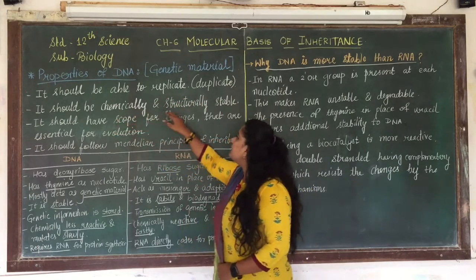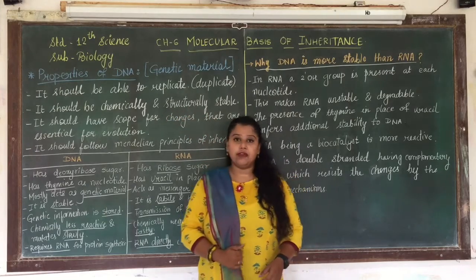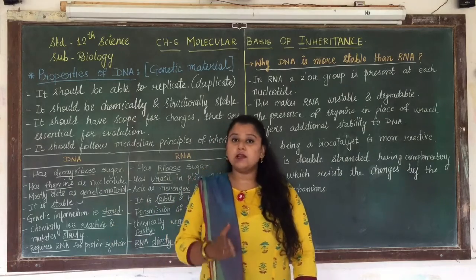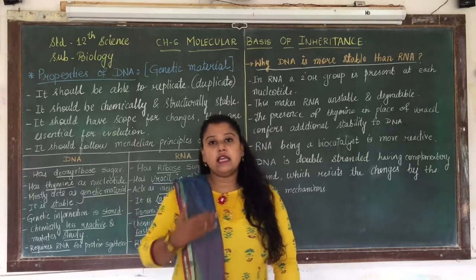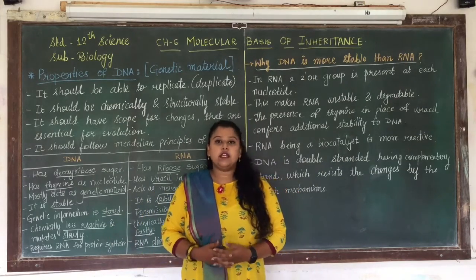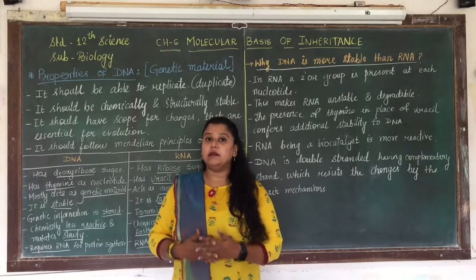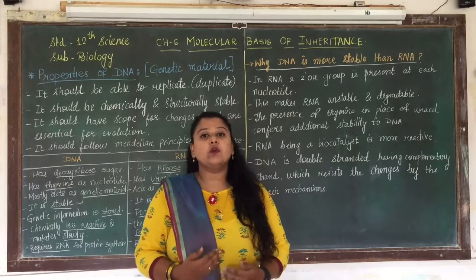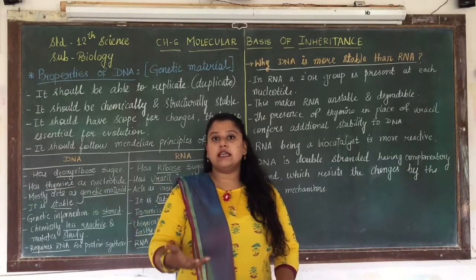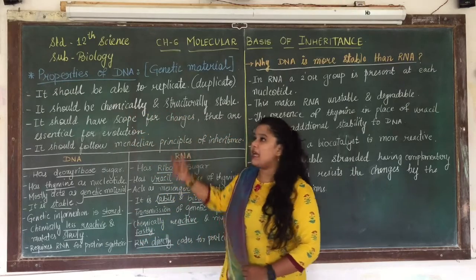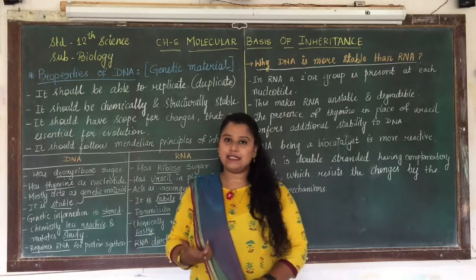It should be chemically and structurally stable, right? Now the DNA should be chemically, that means the chemical composition of the DNA as well as the structure of the DNA, both should be stable. If there is no stability, then the particular DNA cannot work or it cannot produce its exact identical copies, right? So for this reason, they should be chemically as well as structurally stable.